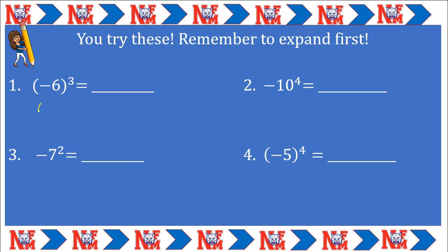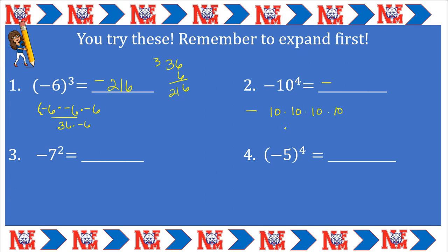Okay, so we have parentheses times negative 6 times negative 6. So we get a positive 36 times a negative 6. So now I'm going to get a negative, and we're going to multiply this out to negative 216.